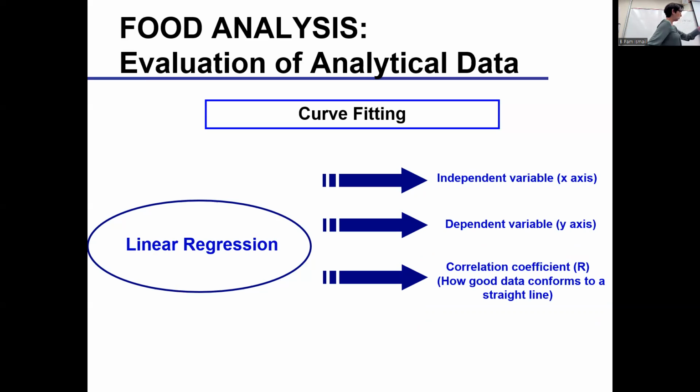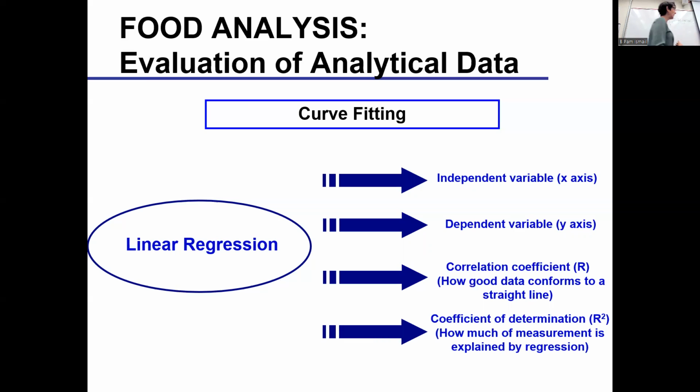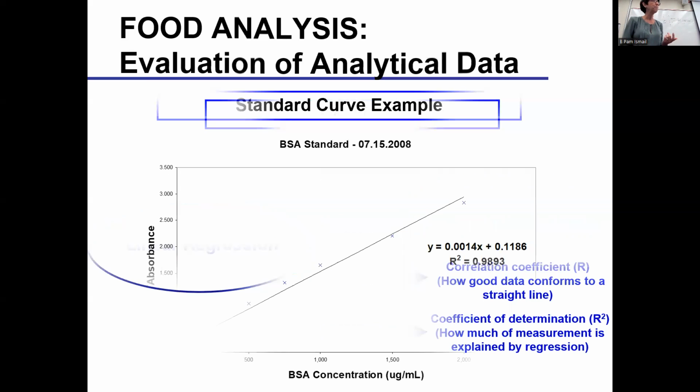And then we construct the curve. And we can get the correlation coefficient, which is only the R. That means how well the data fit a straight line. But what we really care for is the R squared, which is the coefficient of determination, the power of prediction basically, or how much of the measurement is explained by the regression. Basically, how well the prediction is. So the higher the R squared, the closer it is to one, the better prediction and better confidence we have in determining the unknown concentration.